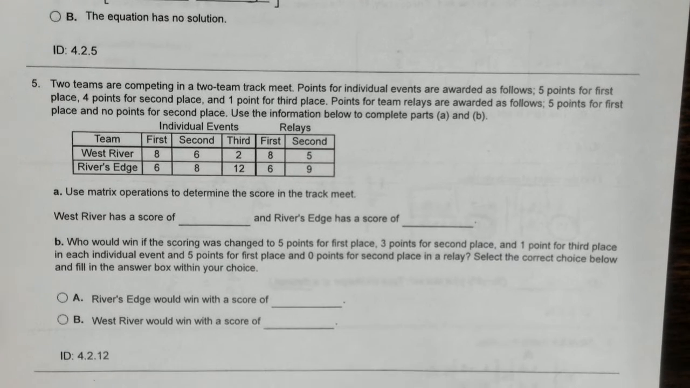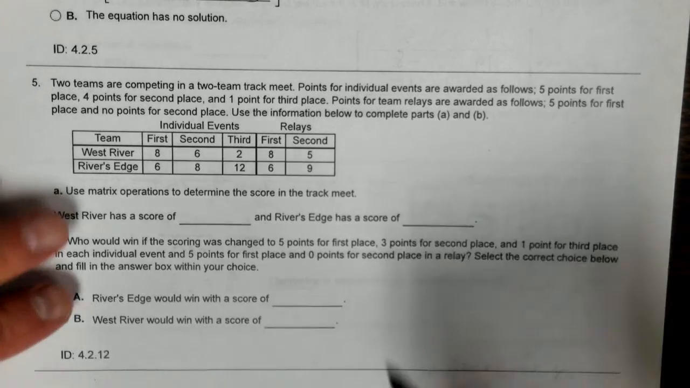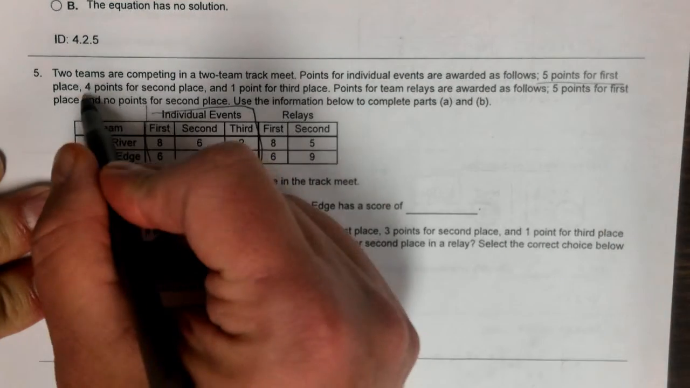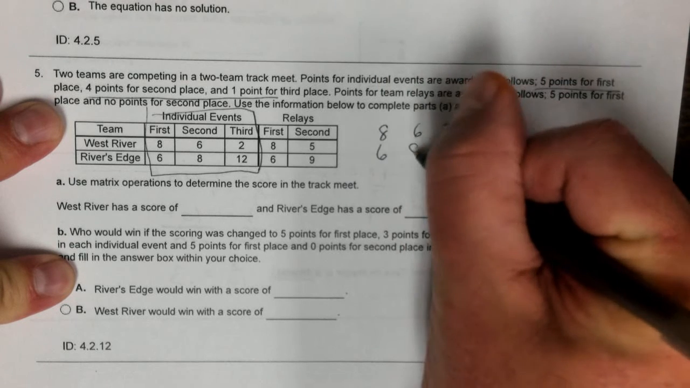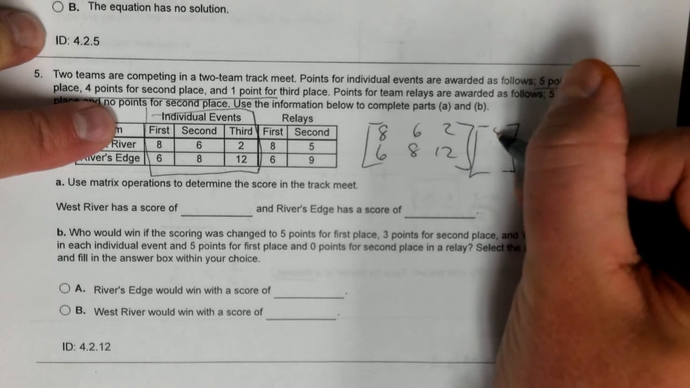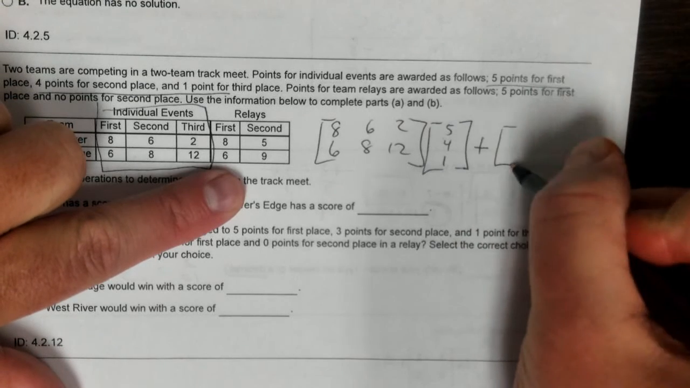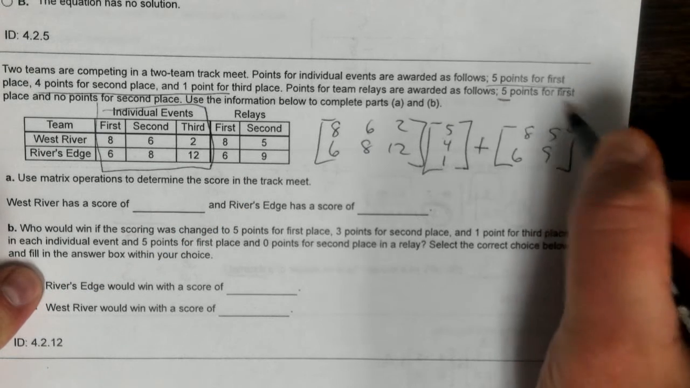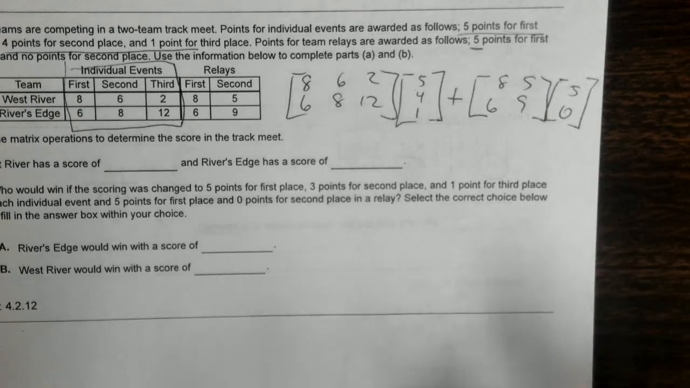Okay, on your next one, we have to compare the scores, and so the first thing we do for this is the individual events are here and the points are here. So we're going to do a matrix with 8, 6, 2, 6, 8, 12, and multiply that by the scores 5, 4, 1. And then we need to add the matrix that has 8, 5, 6, 9. And on that one it says 5 points for first place and no points for second place. So basically just do that.